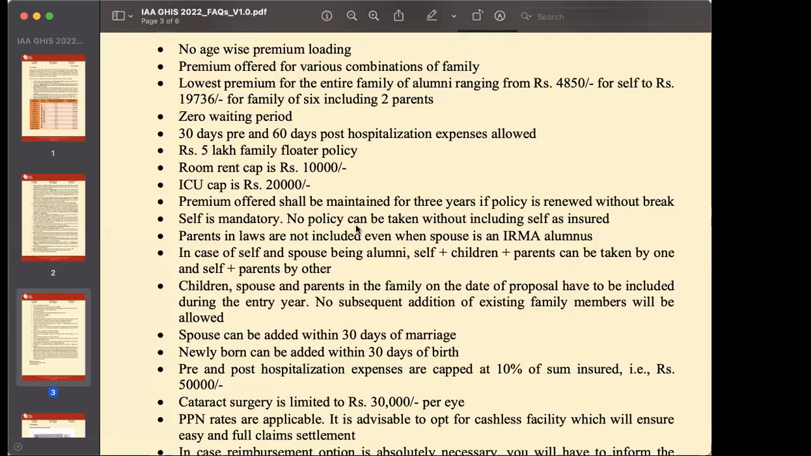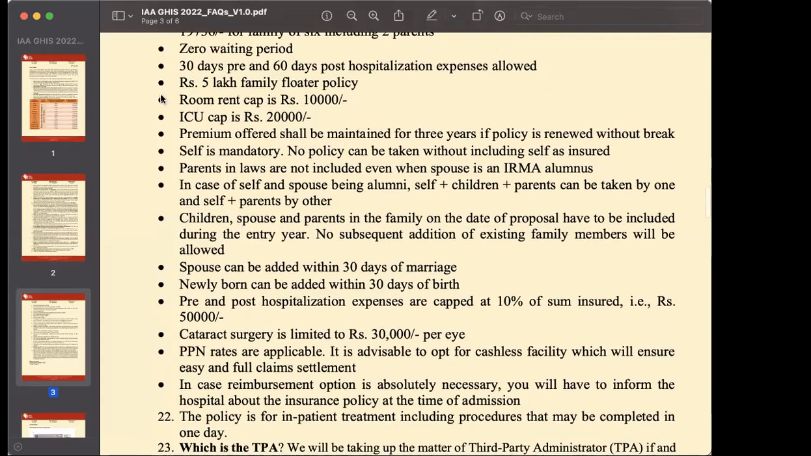Which means that if, let's say, today I am going to the hospital for some particular kind of procedure, 30 days before that, if I am doing some procedure and 60 days post the hospitalization procedures, those expenses will be taken care of. The next point is that this is a 5 lakh family floater policy.